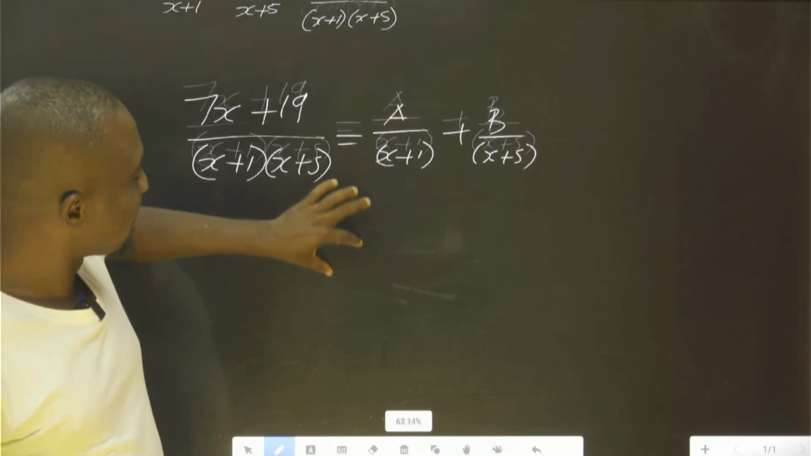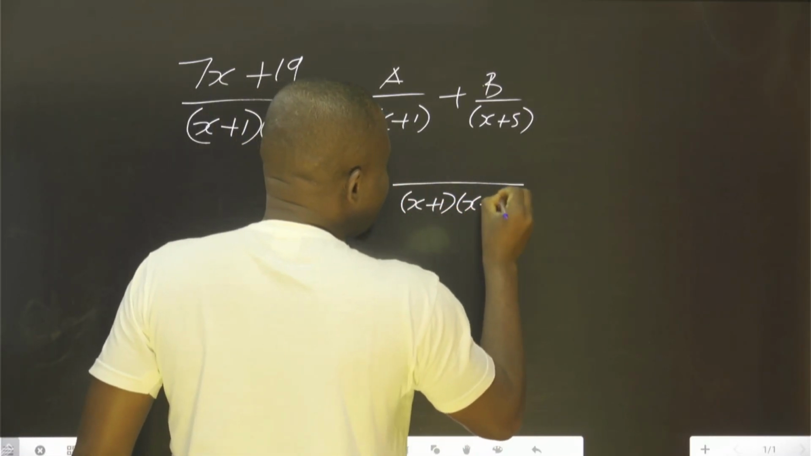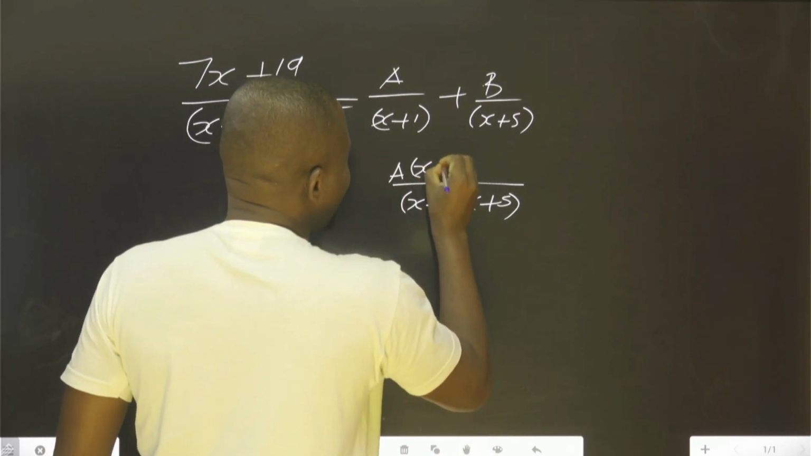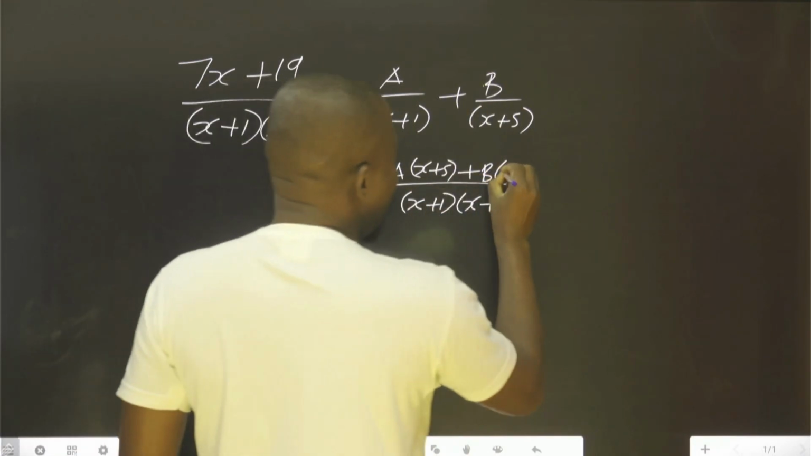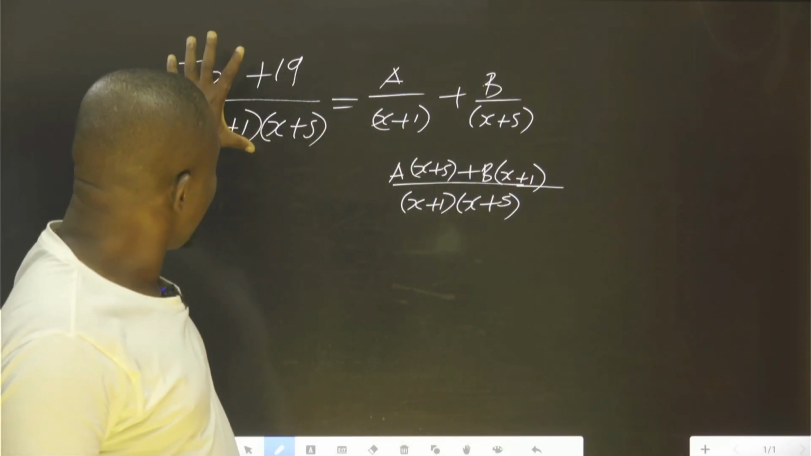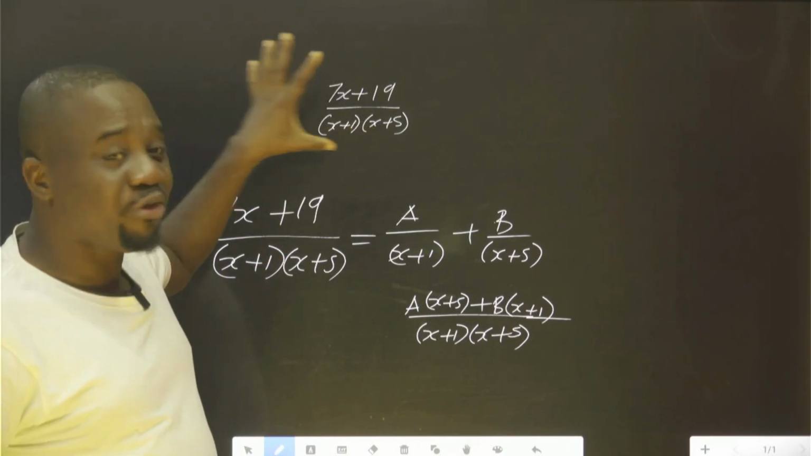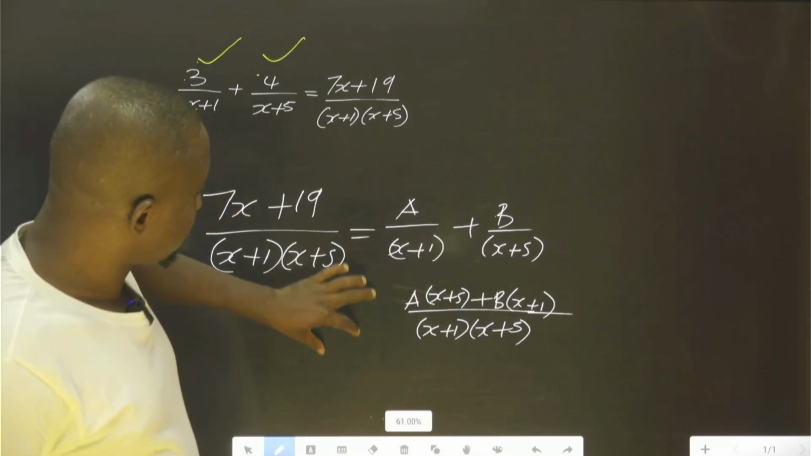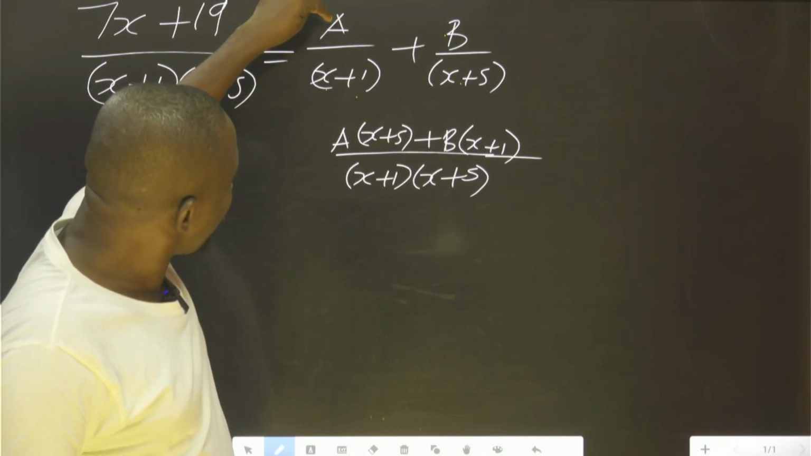Now let's do it. To do this again, we make this the LCM. Everything divided by this becomes A, s plus 5, plus B, everything divided by this, we have this, s plus 1. Are you getting it? We find the LCM. Remember, we want to get these values. Assume we don't know this. You are given this to find its partial fraction. First of all, we put A and B. Now we are going to look for A and B.